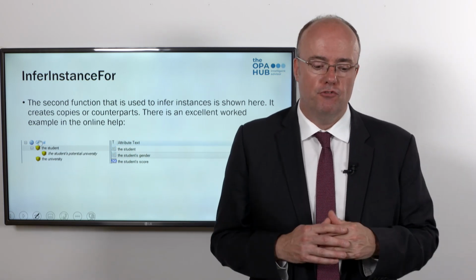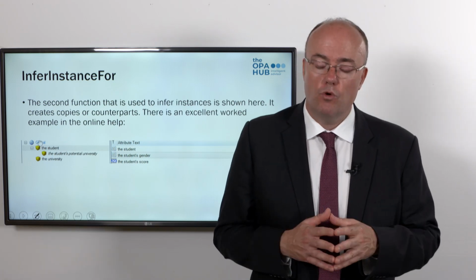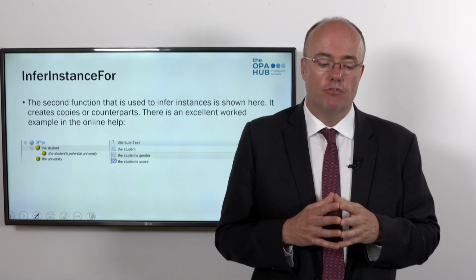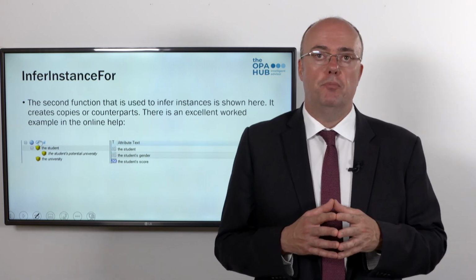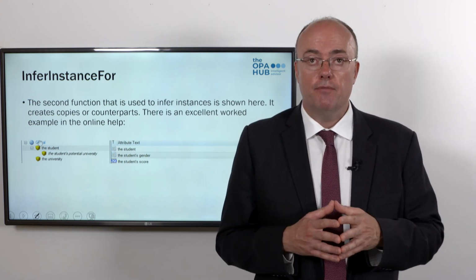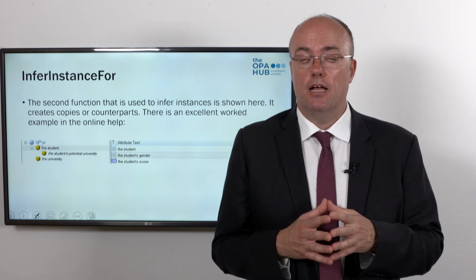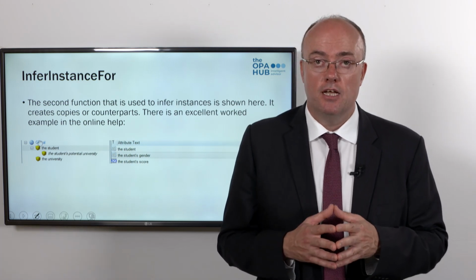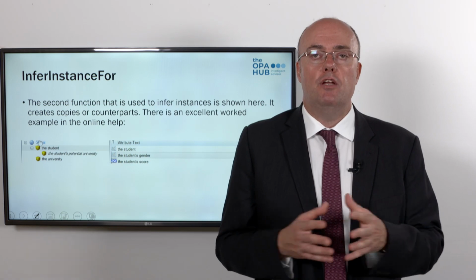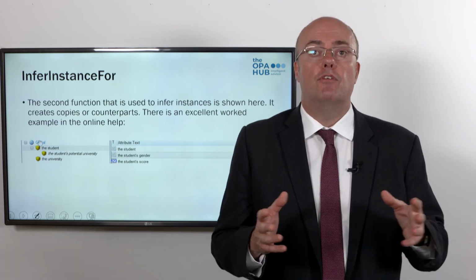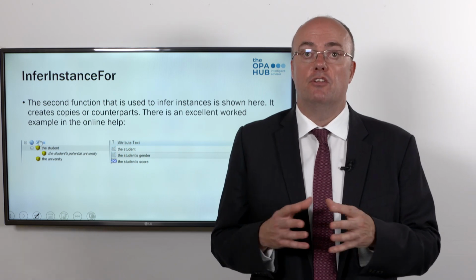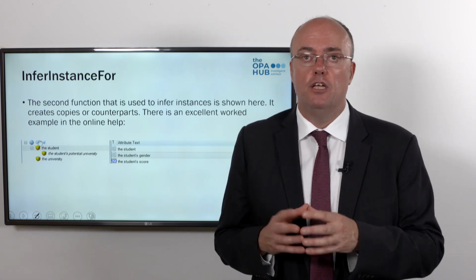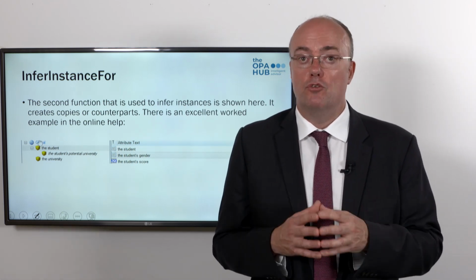So infer instance for. There's an excellent worked example in the online help involving students and universities and students wanting to go to particular universities. Clearly, if a student has applied to 3 universities, well, there's really only those 3 that they are ever going to attend, even if there are 50 universities in the country. So we're going to use infer instance for to infer only those universities that the student has applied for.